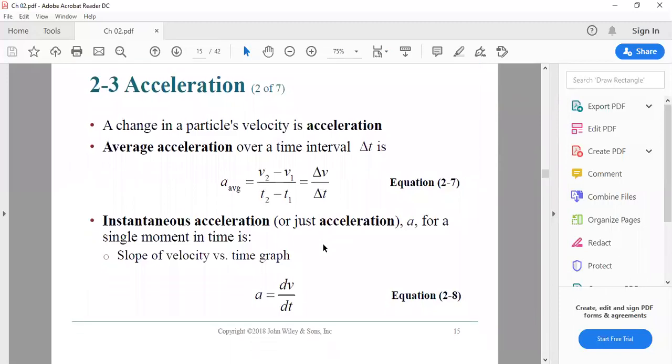So, as we discussed before, a change in a particle's velocity is going to be its acceleration. And the average acceleration is going to be the change in the velocity, the final minus the initial, divided by the change in time. How quickly is your velocity changing? Instantaneous acceleration is basically going to be the limit as delta t approaches 0 of delta v over delta t, and the same thing is going to be written as a is equal to dv divided by dt, the derivative of the velocity with respect to time.